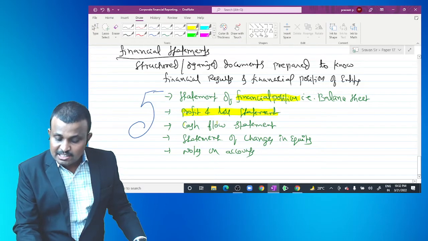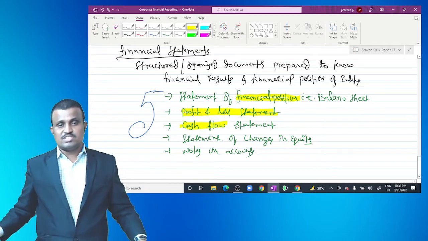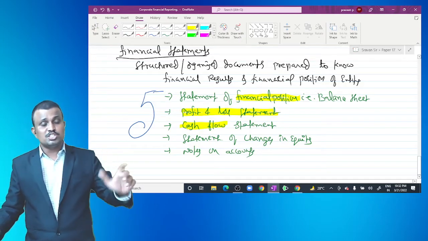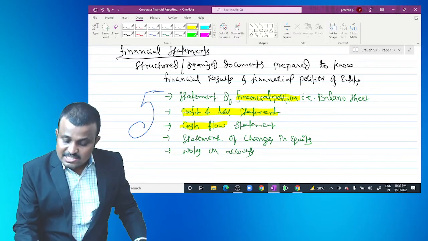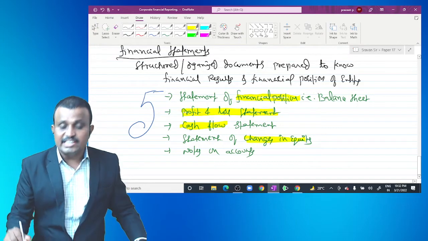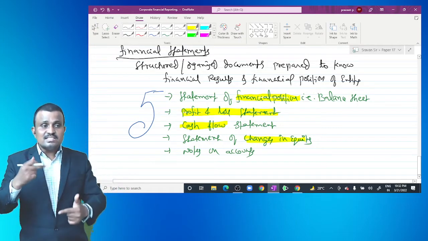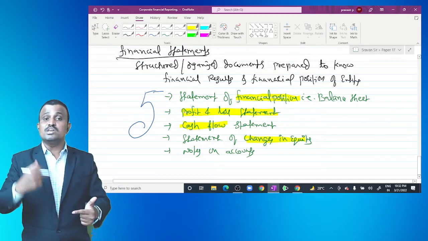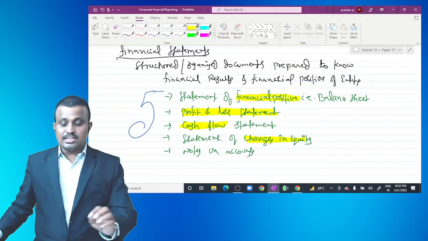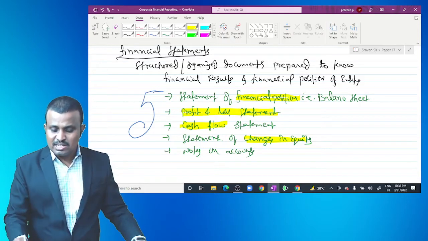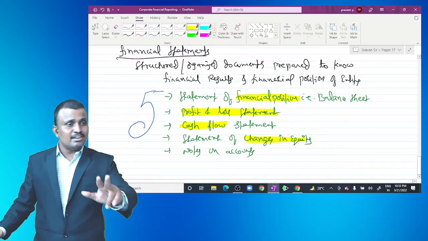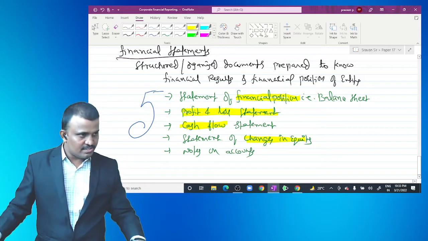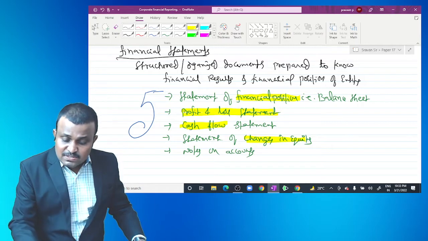And the cash flow statement indicates what? The cash position of the entity, nothing but the liquidity position simply. And the statement of changes in equity indicates the differences arising in the owner's fund during the year. That is shown by the statement of changes in equity. But the statement of changes in equity and the cash flow statement are not mandatory for non-corporate entities.